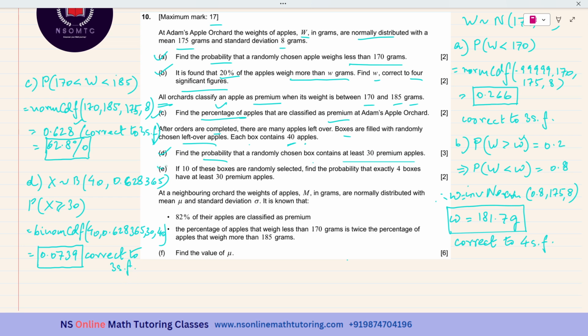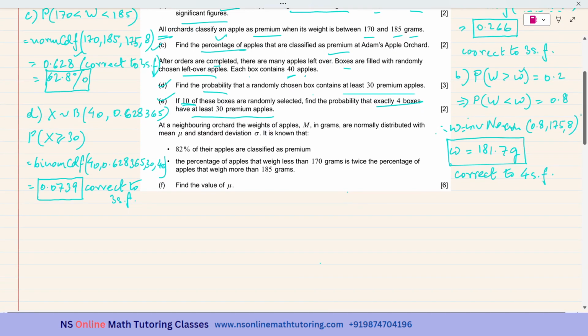Subpart E. If 10 of these boxes are randomly selected, find the probability that exactly 4 boxes have at least 30 premium apples. We have found the probability of a box containing at least 30 premium apples, which is 0.0739. This is the probability of success, and again I'll not be taking 3 significant figures for calculating subpart E's answer. I'll be taking more digits. Now 10 of these boxes are selected, and we have to find the probability that exactly 4 boxes.